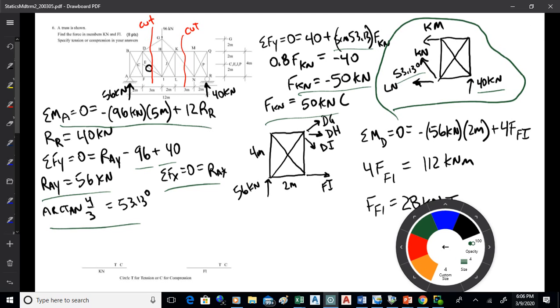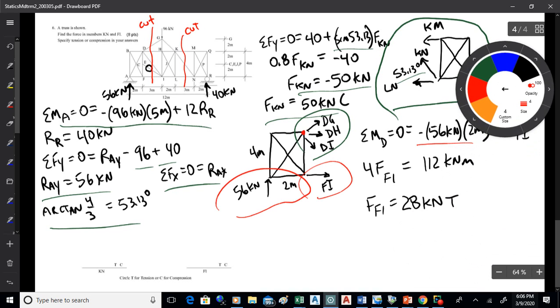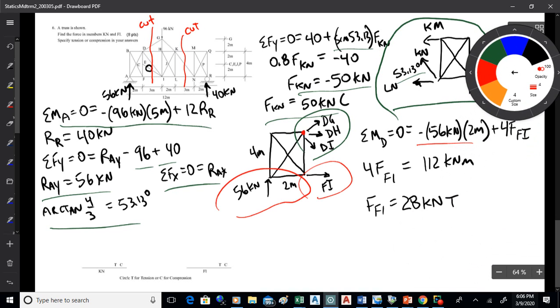Make a second cut through Fi. Notice that CI is 0. If you look at joint C, you can see that that's an unloaded T. So everything else converges at D, so I take a moment about D, use the left-hand side of the truss. 56 times 2 clockwise is negative, plus 4 times whatever Fi is. Solve for Fi, it's 28 kilonewtons, positive answer, so it's tension.